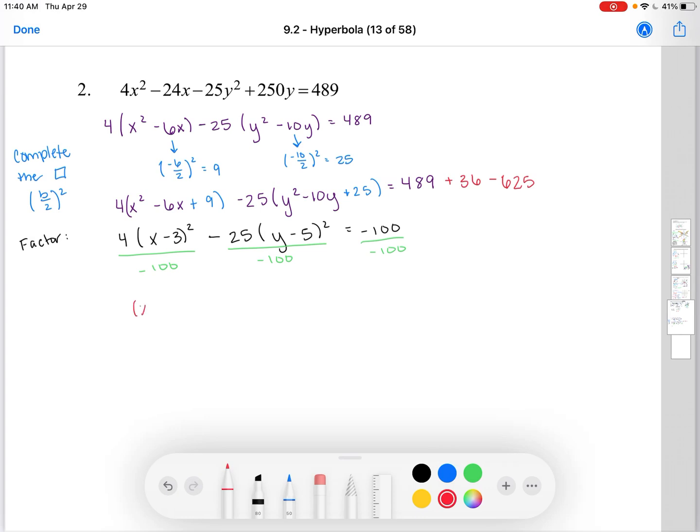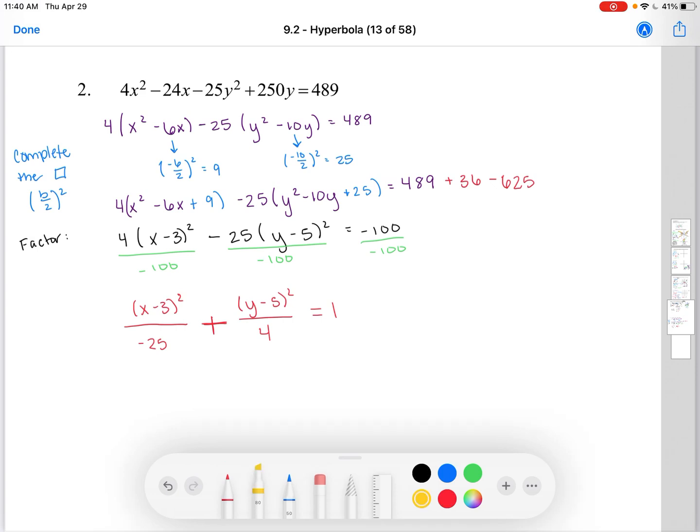And this is where it can get tricky. This is going to give me an x minus 3 squared. And in the denominator, I'm now going to have a negative 25. On this next term, I'm going to have y minus 5 squared. And in the denominator, I'm going to have a positive 4. The fact that I have a positive 4 now tells me I'm no longer subtracting those fractions. I am actually adding them. And it equals a 1.